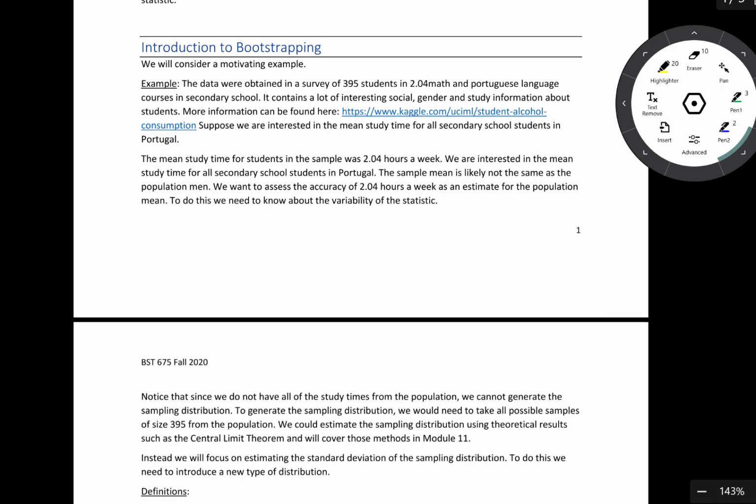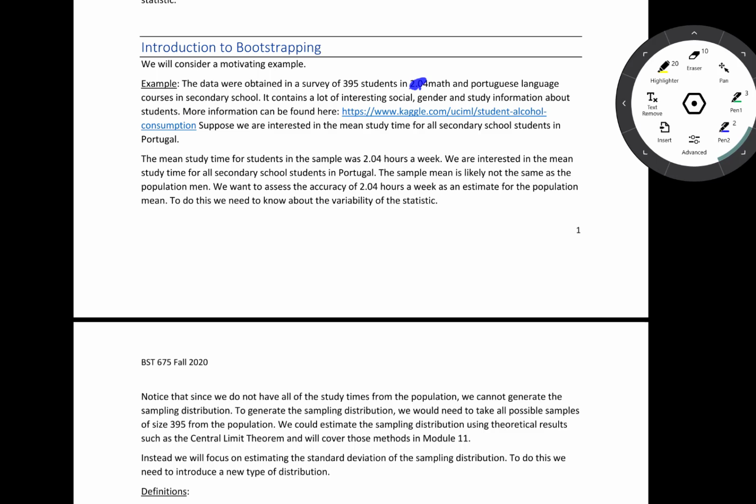So we're going to start out here with just a motivating example. So data was obtained of a survey of 395 students in the, there's been a, I'll fix these in your notes. I'm not sure what happened there. Pretty sure that was just a copy and paste error there.